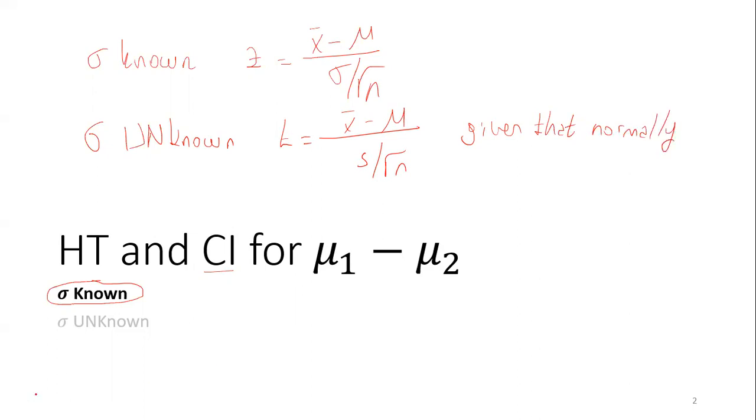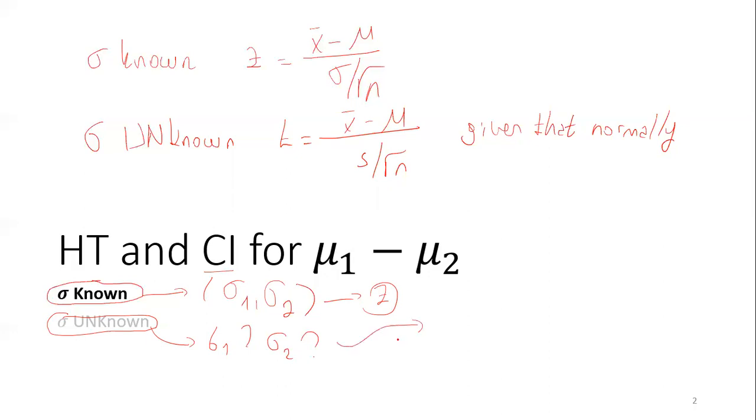We will just use the same trick here. First, we will deal with the case when sigma is known, which means we know sigma 1 and sigma 2. So what does this mean? Probably we will use the z-test. And then we will talk about the sigma unknown case, where we don't know sigma 1 and sigma 2. But later we will see that we divide this case into two parts. The first part is, we don't know them, but we can assume that they are equal to each other. The second part is, we don't know them and we cannot assume that they are equal to each other.